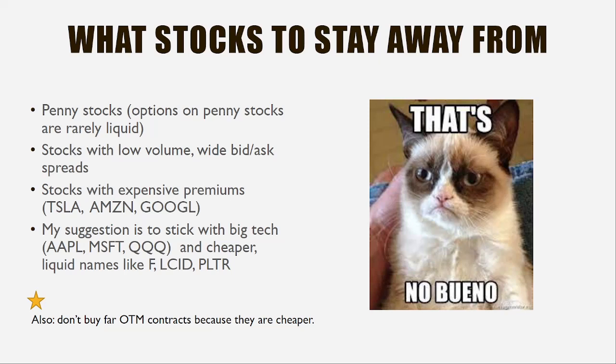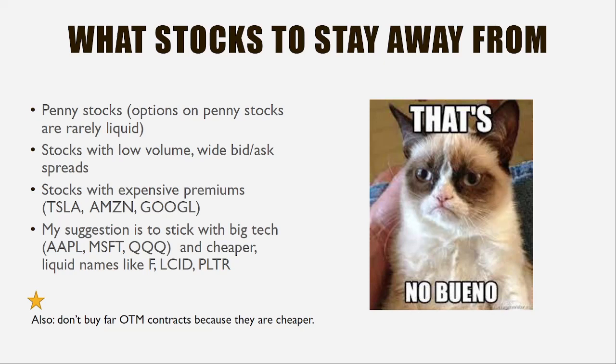If you have an account under $1,000, trade cheaper liquid names like F, Lucid, PLTR, Fubo. Stuff like that. Stuff that is cheap, but also easy to get in and out of. Stuff that the charts really hold up.